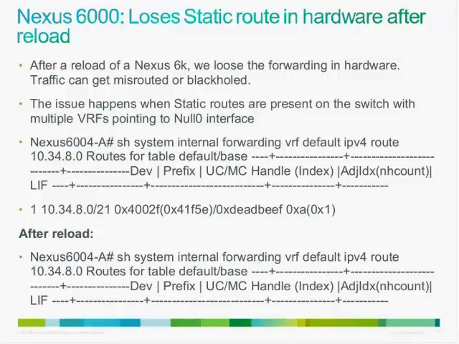So this happens when the static routes are present on the switch with multiple VRFs, pointing to the null zero interface. So again, similar command, show system internal forwarding, and since this is with multiple VRFs, you can have a VRF default IPv4 route, and then for which particular route you're actually executing that command for. So what you can see is after the reload, you don't even see that route. So it's a pretty critical problem.